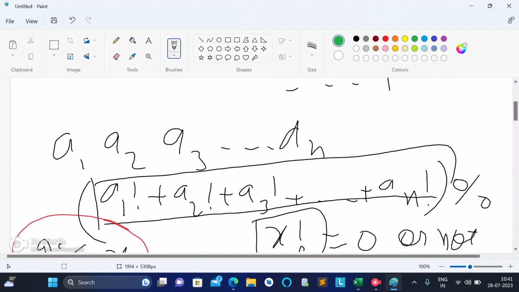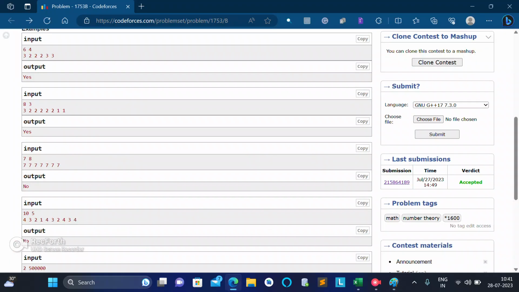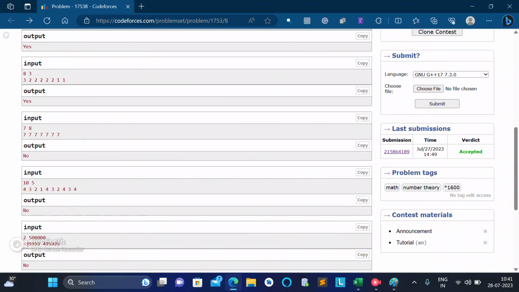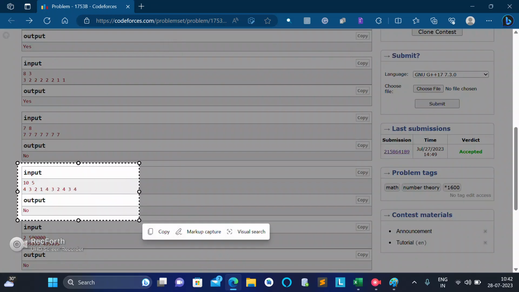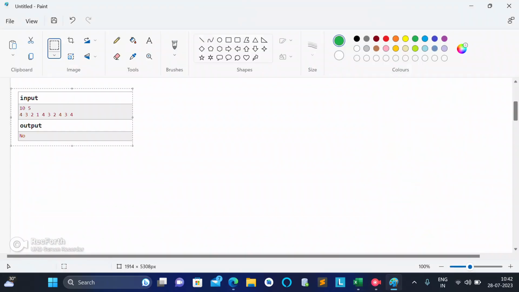So let's analyze the case when the answer would have been no. After that, we will be able to get the whole concept of when the answer should be yes and when the answer should be no.